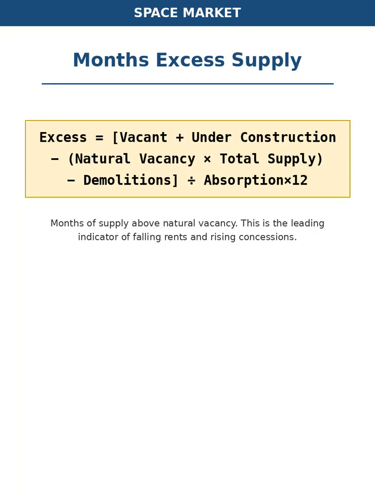Months excess supply. The formula is vacant plus under construction minus the natural vacancy times total supply minus demolitions, divided by absorption divided by 12. This isolates the supply that exceeds equilibrium. It is the leading indicator for falling rents and rising vacancy.